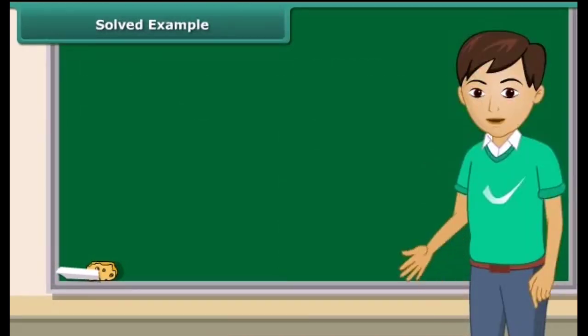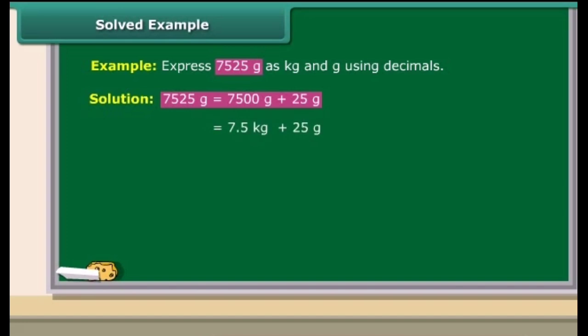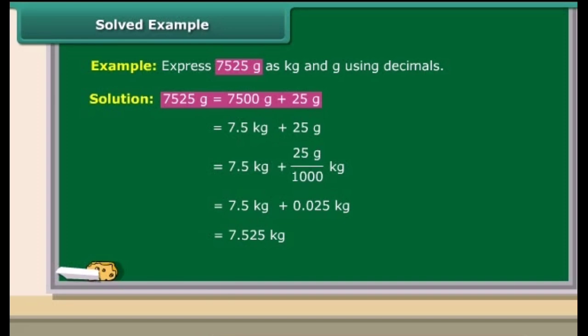Let us convert a weight expressed in grams into kilograms and grams using decimals. Express 7,525 grams as kilograms and grams using decimals. 7,525 grams are equal to 7,500 grams plus 25 grams, which is the same as 7.5 kilograms plus 25 grams. This can be expressed as 7.5 kg plus 25 upon 1000 kg. Therefore, 7,525 grams are equal to 7.525 kg.